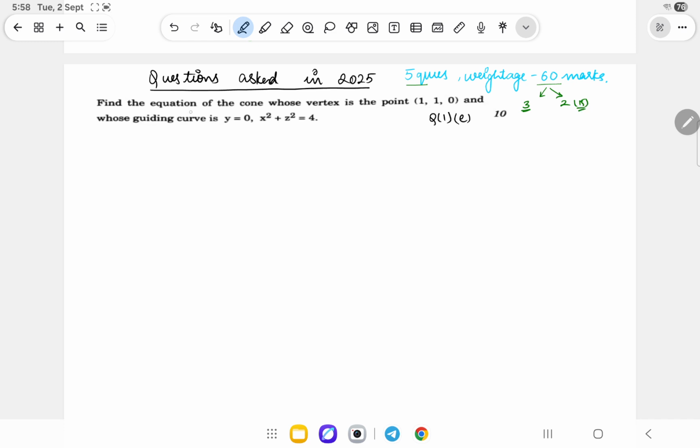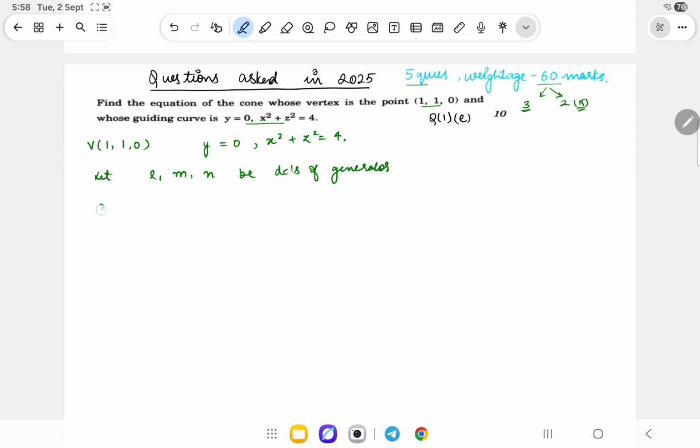Question 1 says: find the equation of the cone whose vertex is this and whose guiding curve is this. They have given us the vertex as (1, 1, 0), and our guiding curve is y equals 0 and x square plus z square equals 4. So let us assume that L, M, N are the direction cosines of the generator.